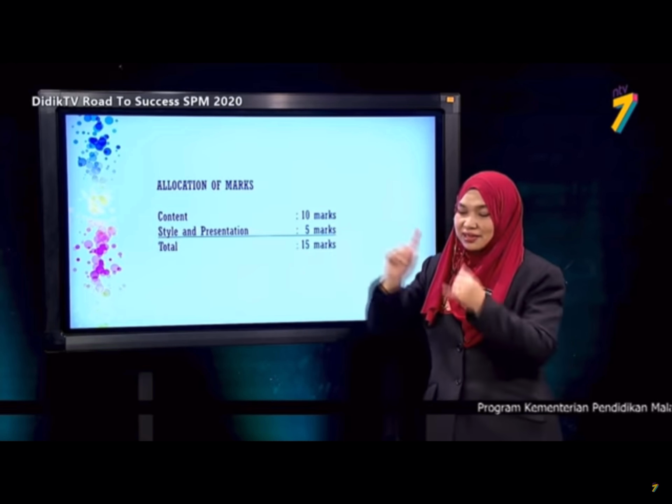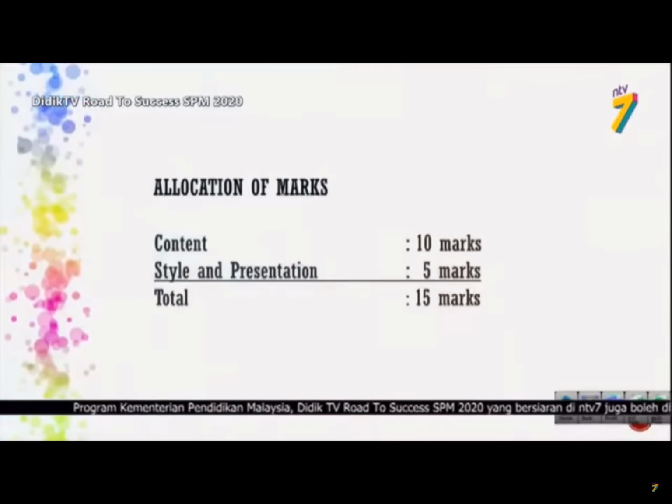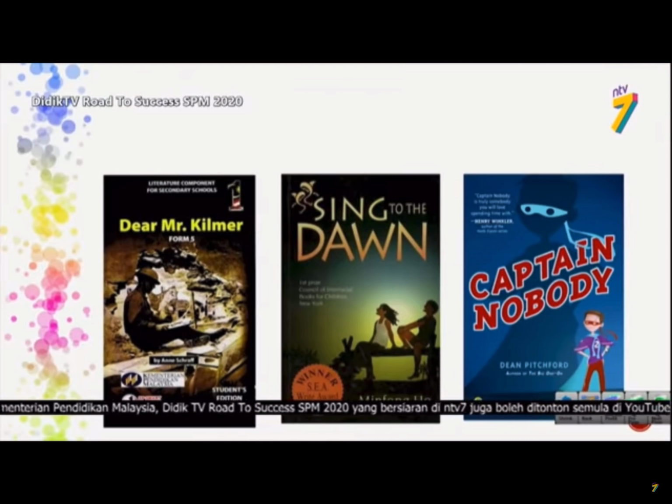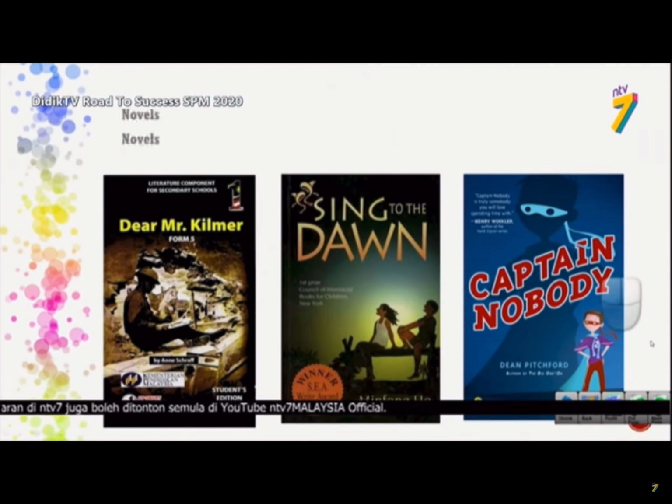Style and presentation, grammar is one sole individual marking. Presentation is another one. So they combine two marks, they will get 5 marks. So the total is 15 marks. So these are the novels that all Malaysian SPM students are learning now: Dear Mr. Kilmer, Sing to the Dawn, and Captain Nobody.